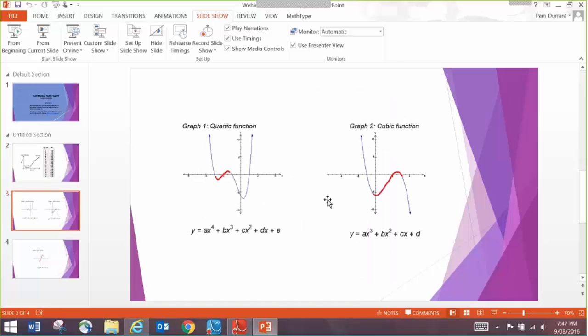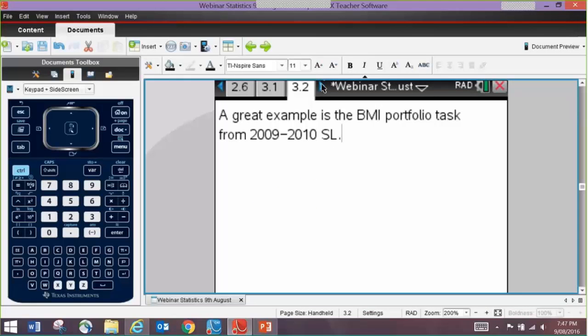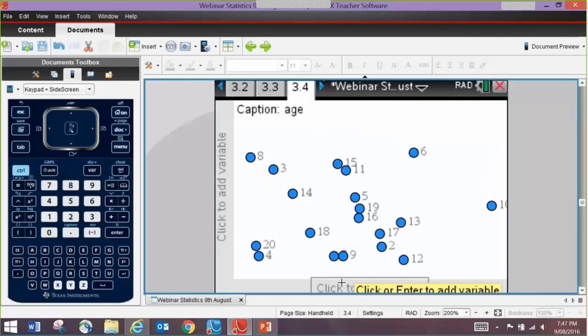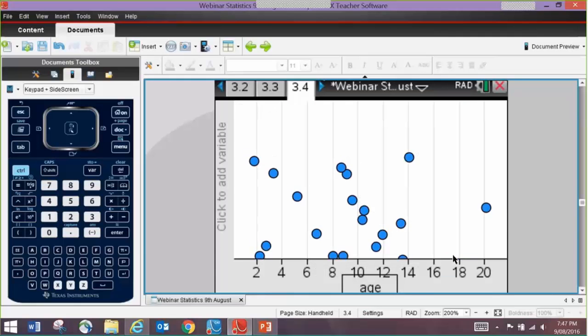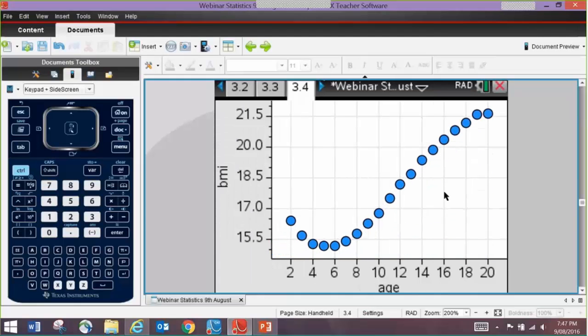So the possible things that the student discussed was perhaps it could be quartic, perhaps it could be cubic, perhaps it could be sinusoidal. Working with that, I've put the data into the TI-Nspire file for you, so you can click on that. And if we go here and click, we've got their age. I do always like watching this. The best part of statistics is getting these screens up and moving the dots.